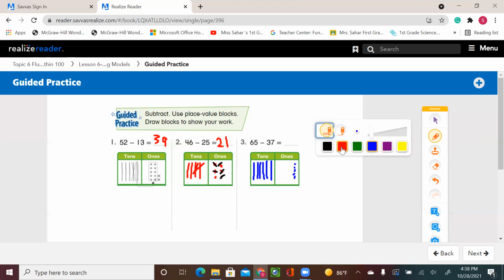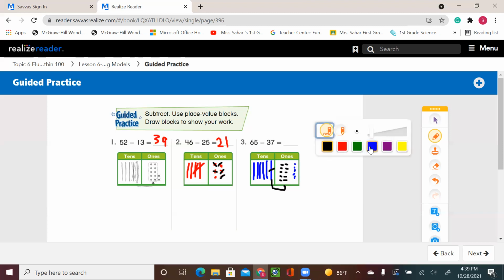Let's take a different color. So I'm going to regroup. So I'm moving 1 ten here. 4, 5, and then 6, 7, 8, 9, 10. Let's just go like that. I remind myself that I use this ten and add it to the ones, breaking it into single ones. Now I have 5 tens. I need to take away 3.